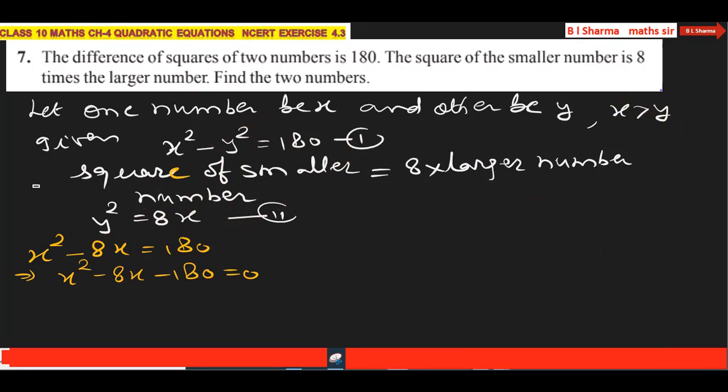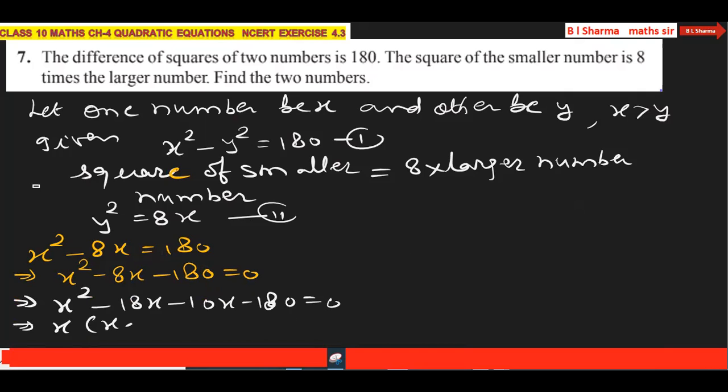Word problems में पहले हमें क्वाड्रेटिक इक्वेशंस फॉर्म करना होता है. Now we can factorize it. We can solve it by the method of factorization. The product of the two numbers should be 180, and then difference should be 8. So that means 18 and 10. So we can write here x square minus 18x plus 10x minus 180 is equal to 0.